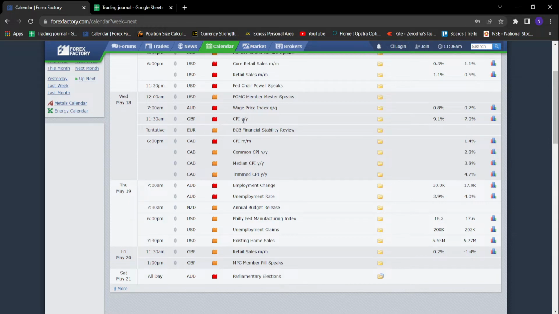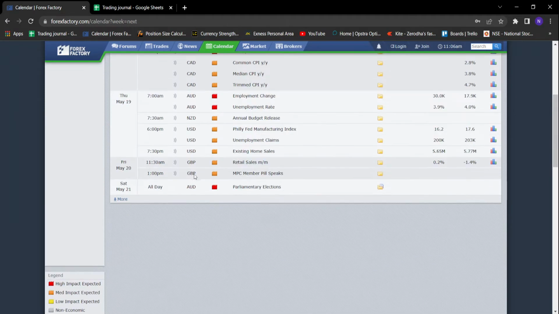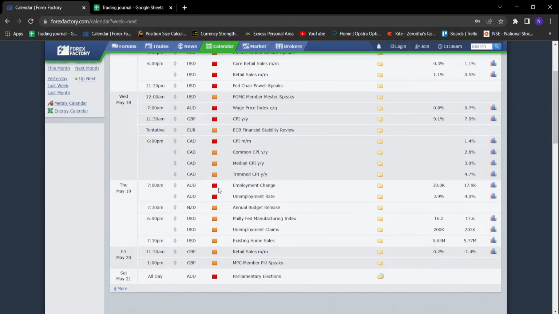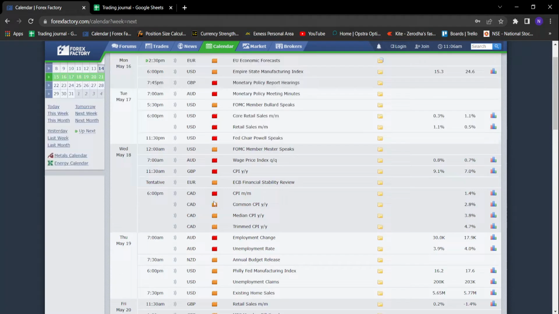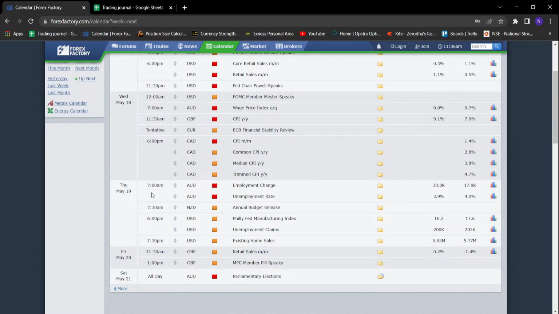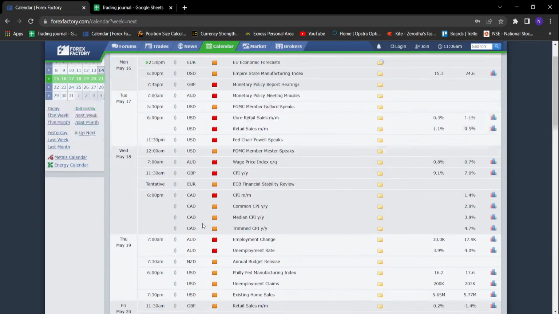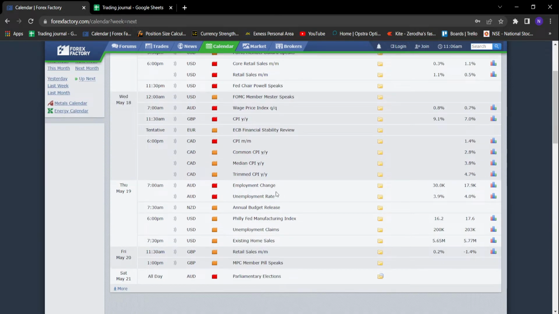as well, CPI year on year for GBP, and we are also having a CAD event on Wednesday. So on Thursday we are having an exchange rate event, so we can have a good amount of movement on AUD on Thursday. So trade carefully on these kinds of events, guys, because price can spike up and down. So keep your stop loss tight and trade carefully on these kinds of events like rate events.